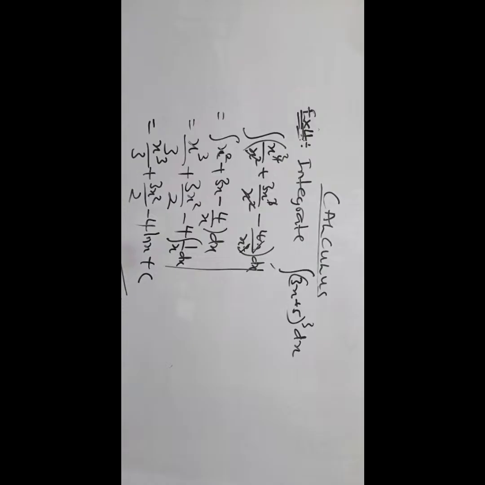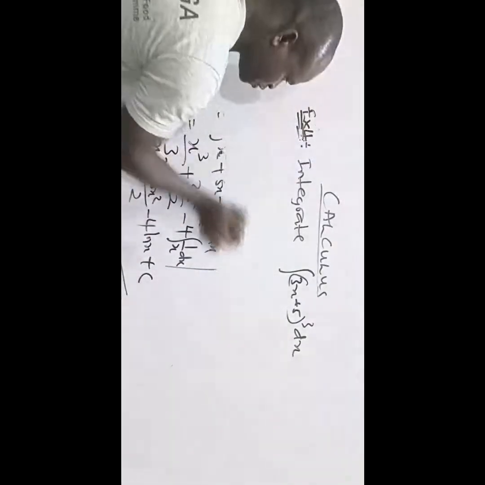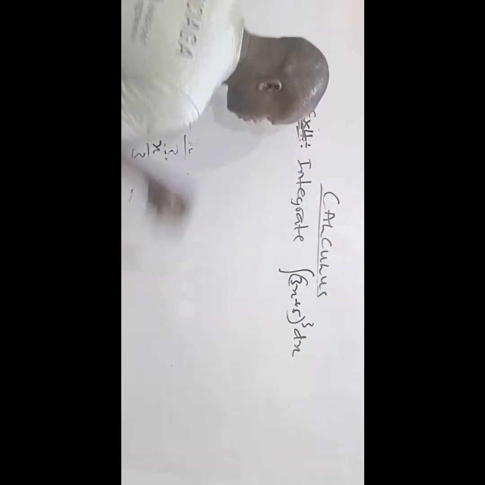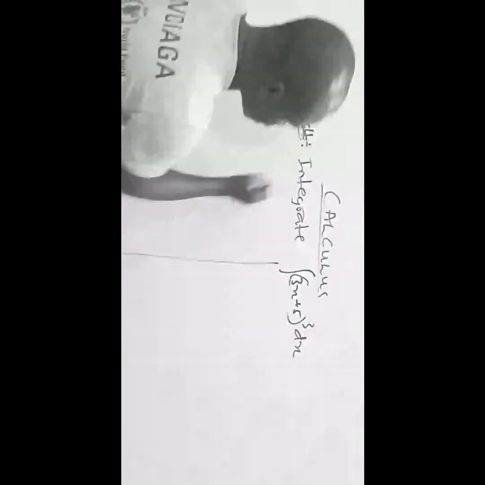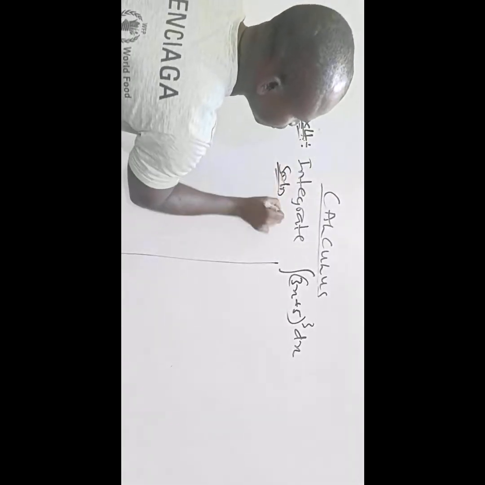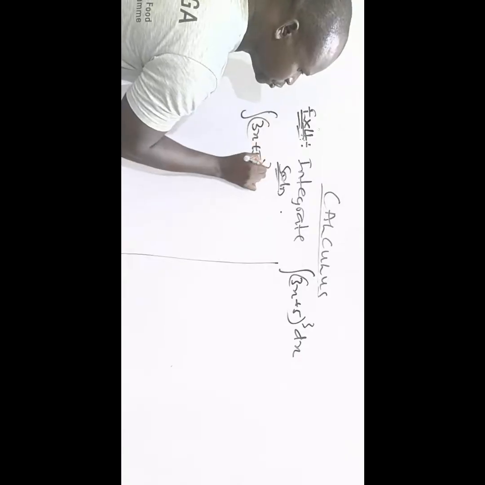Of course, since it is a multiple choice question, let's first use the normal method. Then I'll tell you the shortcuts. So in this case, we have the integral of 3x plus 5, all cubed, dx.